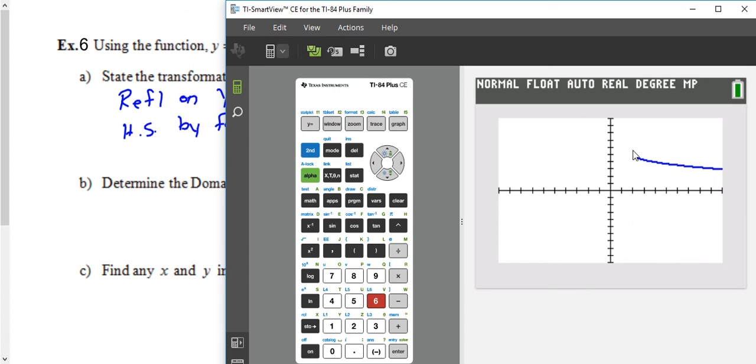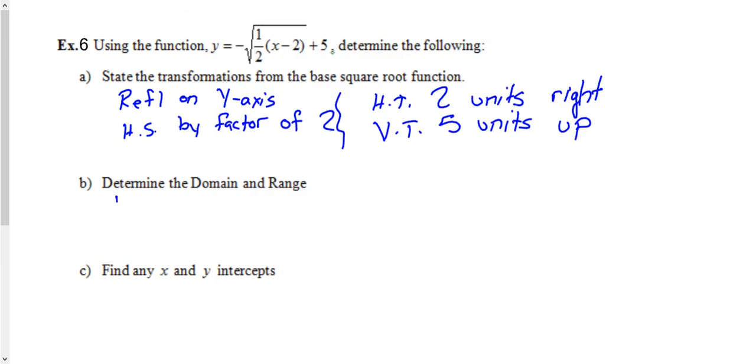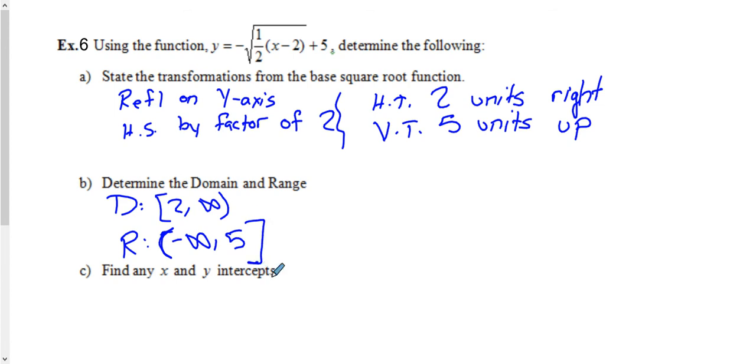So it looks like we are as far right as 2. We're going from 2 all the way up to infinity, and as high as 5 going down to infinity. So my domain is starting off at 2 going up to positive infinity. And my range was starting as low as, technically, sorry, that's a rounded bracket, as low as negative infinity, and we went as high as the number positive 5 there, including 5, so it's a square bracket there.